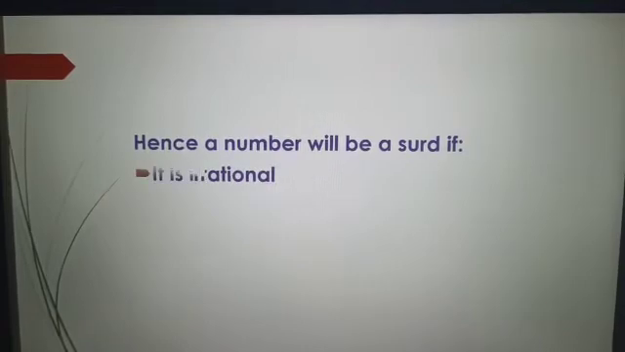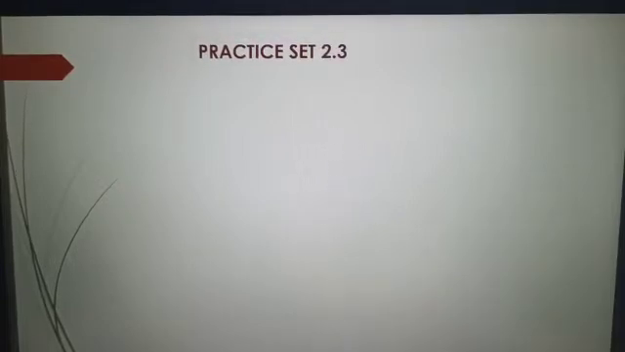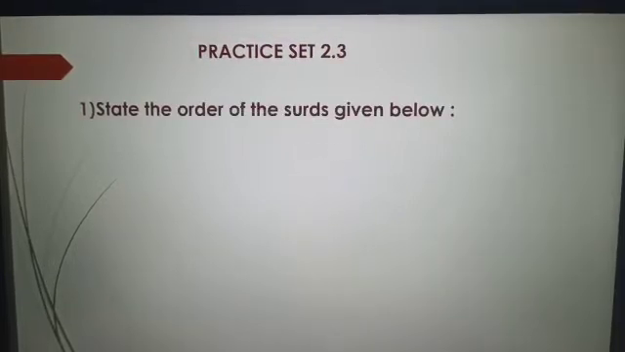Hence, a number will be a surd if it is irrational, it is a root of a positive rational number. Let's do the practice set 2.3. Question number 1. State the order of the surds given below.